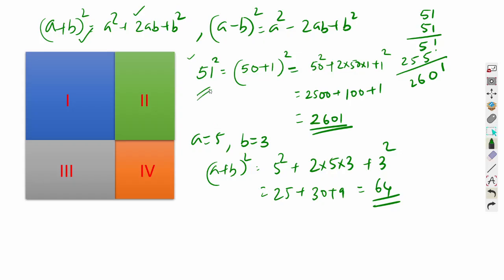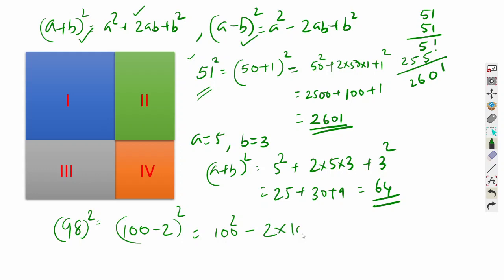Why is it a big thing? There can be a situation where you have to find out the square of 98. You will write 98 square means (100 minus 2) whole square, and you will equate it with (a minus b) whole square. That means 100 square minus 2 into 100 into 2, minus 2 square. This 100 square is equal to 10000. This is equal to 200 into 2, 400, and minus 2 square is equal to 4. That means from 100 square you have to subtract 400.